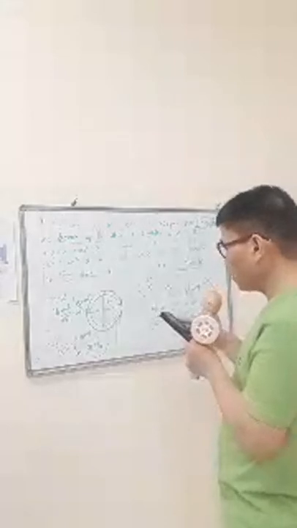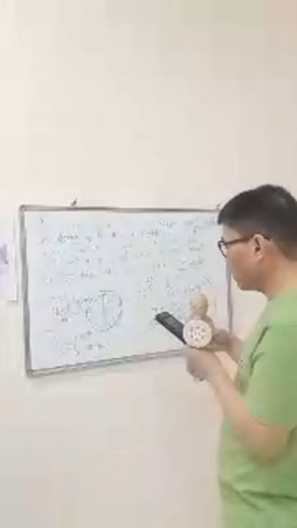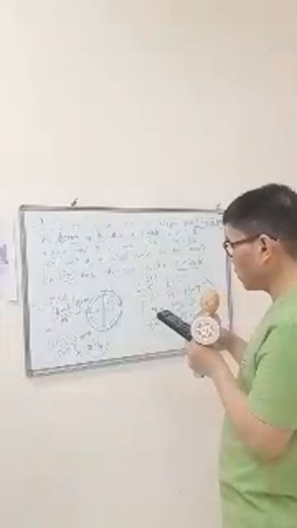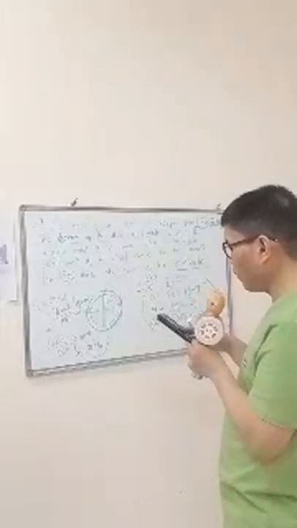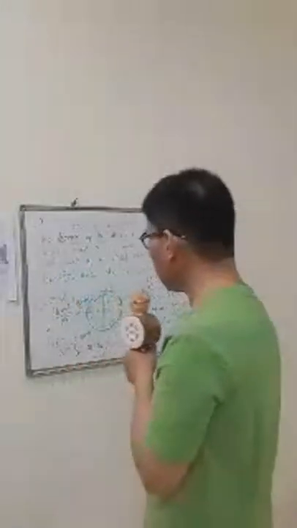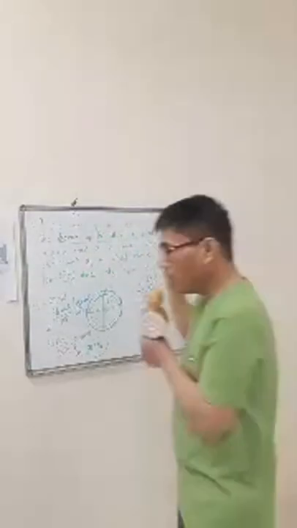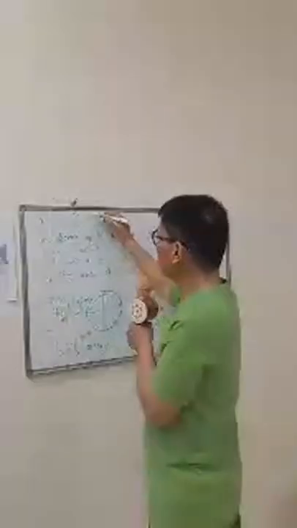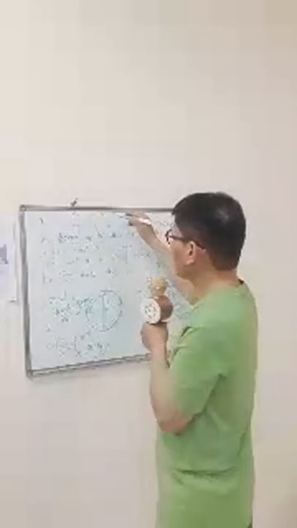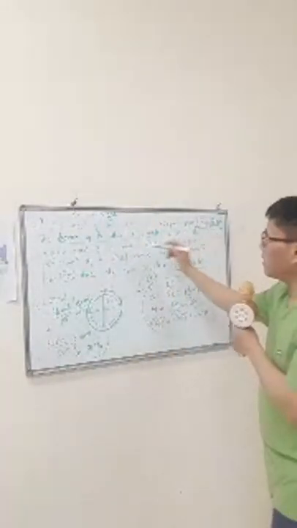2 times pi, then times 150, divided by 300. The angular velocity is 3.14 radians per second. So this is now your angular speed.